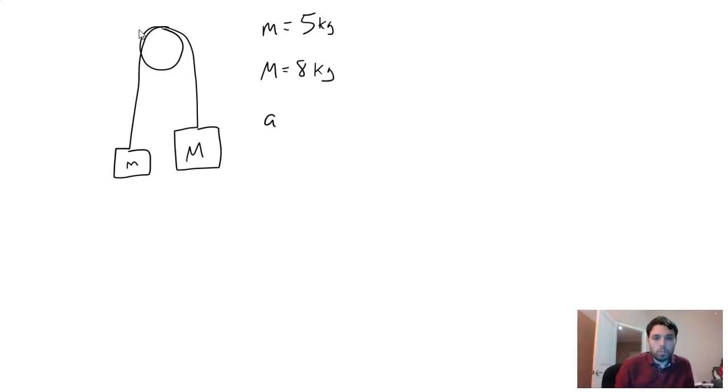And I want to know what is the acceleration of the system, and then what is the tension in the rope. Now, there's 2 ways to solve this problem, and one is really long and annoying, and the other one's really simple and easy.